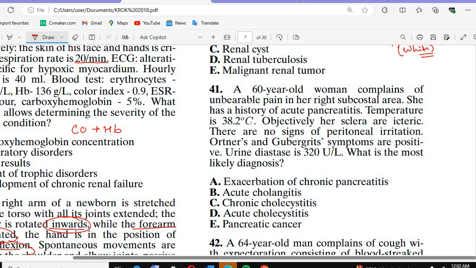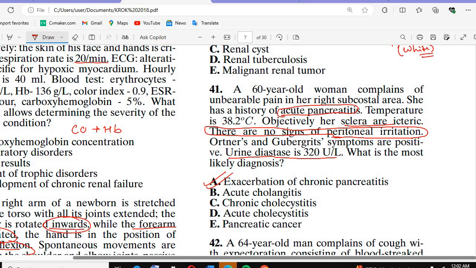She had a history of acute pancreatitis. Temperature is 38. So already, as you have seen, she has a history of acute pancreatitis. Her sclera was icteric. There is no sign of peritoneal irritation, which tells us there is no peritoneal injury. The Ortner's and the Grott symptoms are positive. Urine diastase is 320 units per liter. So if the urine diastase is 320 per liter, remember that this is an exacerbation of chronic pancreatitis.